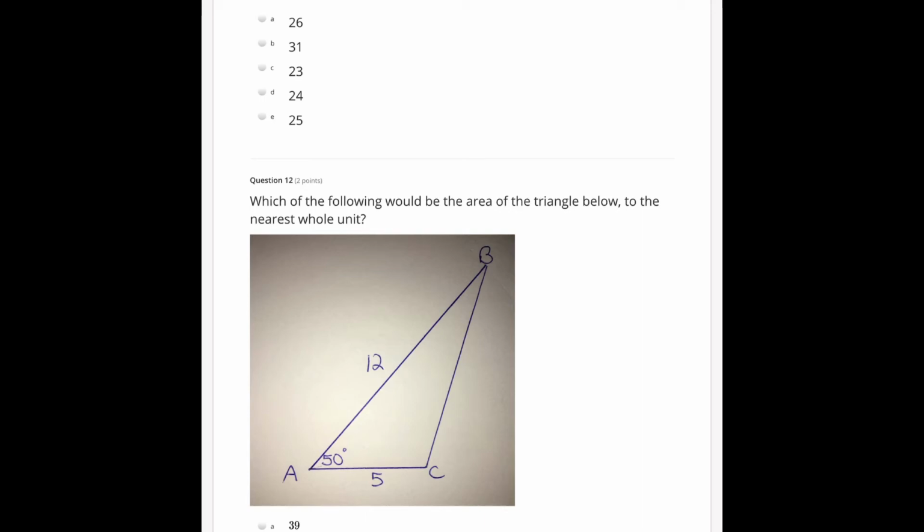All right, 11 says a 30-foot ladder stands against a vertical wall at an angle of n degrees. So I'm just going to draw that. Here's our 30-foot ladder standing against a vertical wall at an angle of n degrees. And it wants to know how far the base of the ladder is from the wall. So it wants to know this distance.